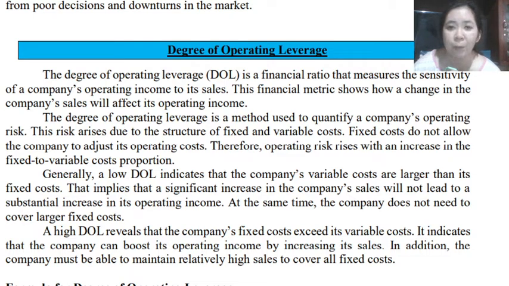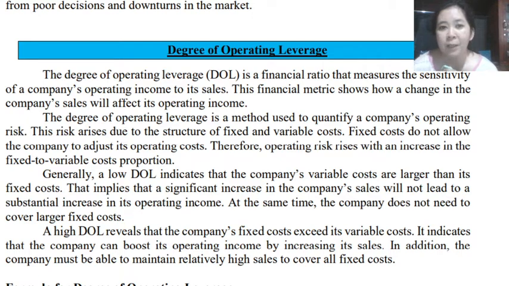Because we all know that variable cost follows the activity. Meaning if there is activity, variable cost will be incurred. So if there is an increase in sales, your variable cost will follow. It will increase as well. That's why even though there is an increase in sales, they still cannot increase their operating income much, because variable costs are also increasing. At the same time, the company does not need to cover a larger fixed cost.